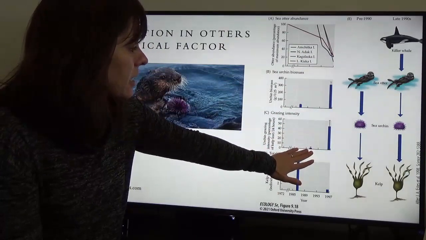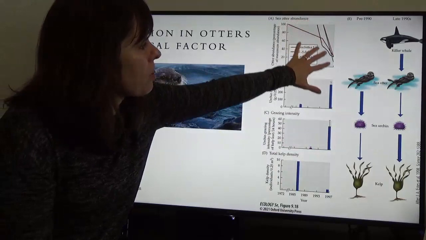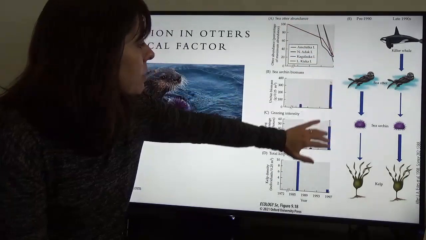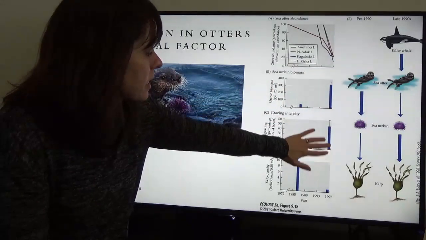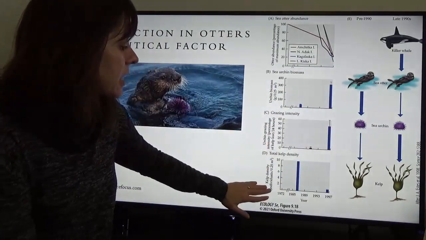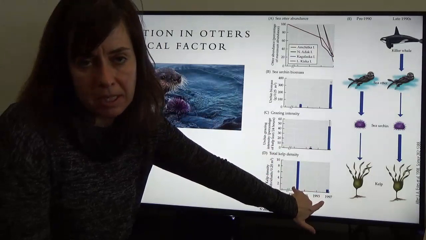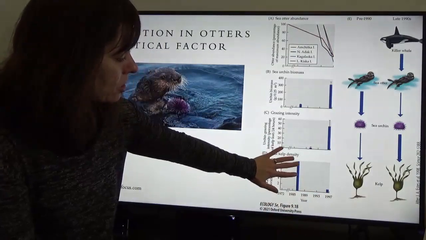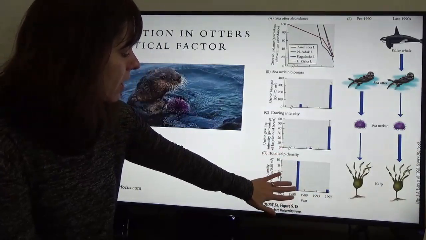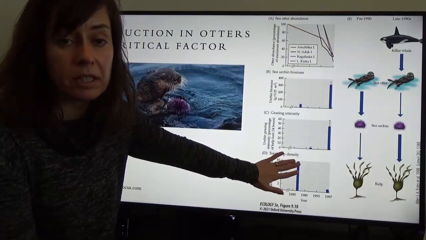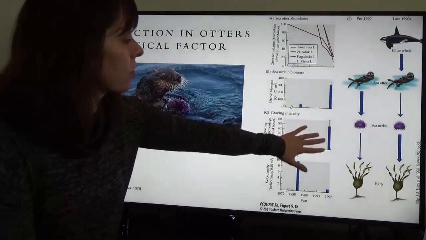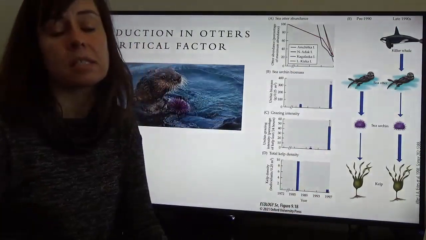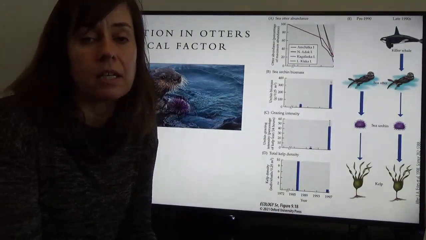So we see this relationship that when sea otter populations were high, urchin biomass was low, and urchin grazing intensity was low. As those otter populations decline, we see this increase in urchin biomass. Here on the y-axis, we see this increase in grazing intensity, and then we see the opposite happening for kelp. So when otter populations are high, we see a high density of kelp in the oceans. When otter populations are low and urchin populations are high, we see this decline in kelp abundance.